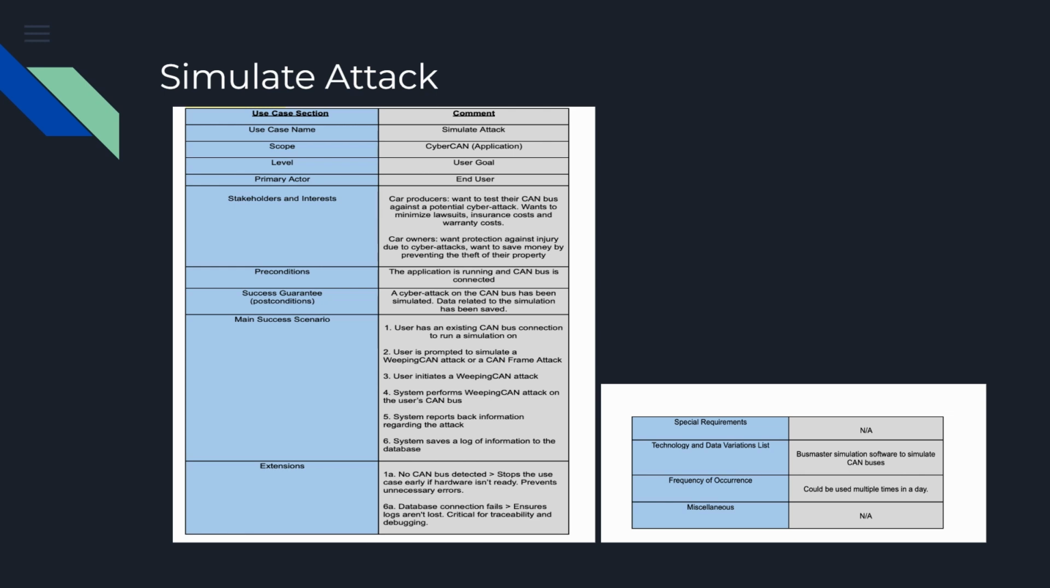And then for the next one, which is like 6A, database connection fails, then that ensures logs are lost, critical for traceability and debugging. There's no special requirements on there. And then the technology and data variations list, busmaster simulation, software to simulate CAN buses, and then frequency of occurrence could be used multiple times in a day. And then there's nothing extra, miscellaneous or anything like that.